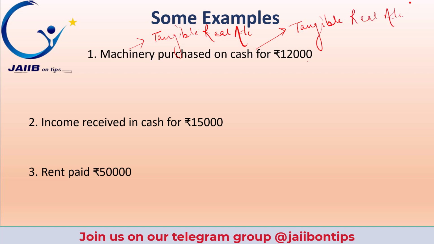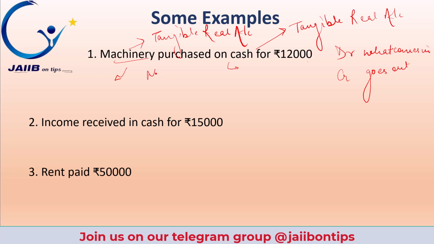Now tangible real account says debit what comes in, and credit what goes out. Remember? So machinery is coming in and cash is going out because we are purchasing the machinery. So machinery is coming in our business, right? And cash is going out from my business.